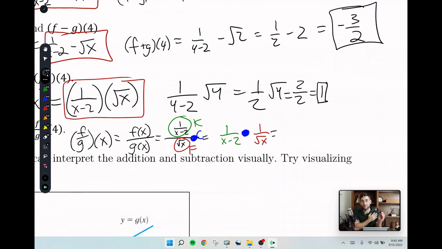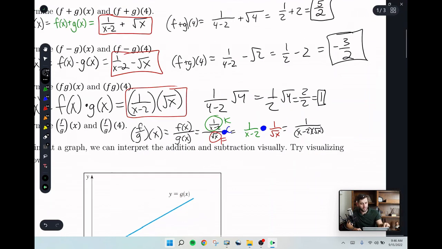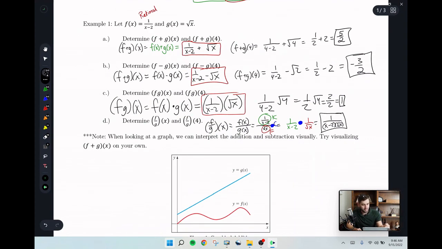It's a quick review. If you want more review, come to office hours, we'll work on keep, change, flip. So we end up with 1 over x minus 2 times the square root of x. And if we plug some numbers into that, we should get, what are we plugging in? Sorry, I jumped the gun. That's the function. If we plug 4 into that, we should get 1 over 2 times the square root of 4, which is 2. So 1 over 2 times 2 is 1/4. Not too bad. Okay.